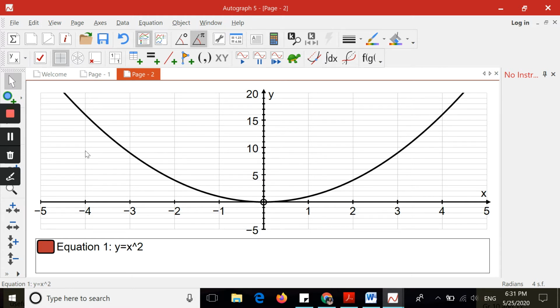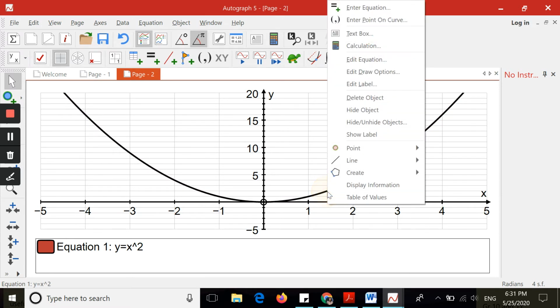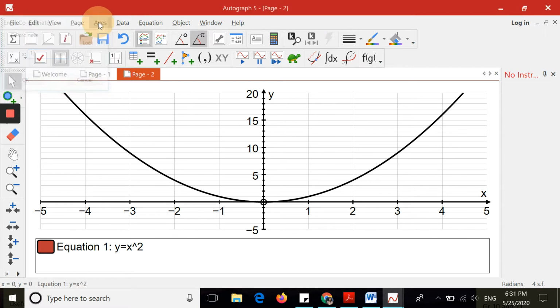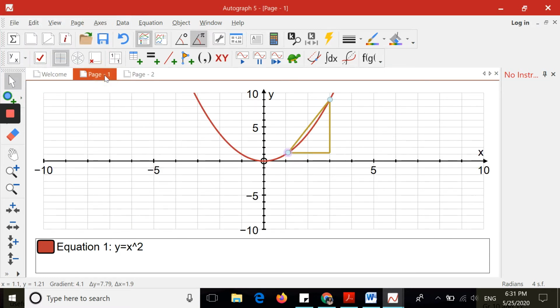So you enter 2 points. The first thing you need to do is select it so that it turns black. And then you right click and enter points on the curve. So I'm going to enter 2 points. The first point which I entered is when you click on this, you click on x is equal to 1, and then it will automatically read your y value. And then similarly, you do x is equal to 3.